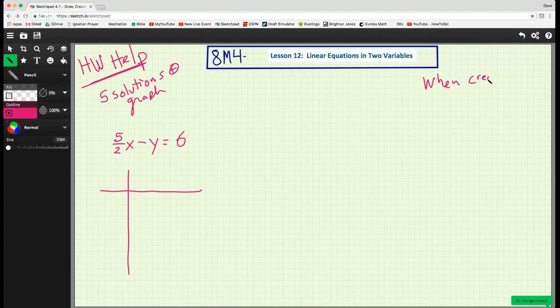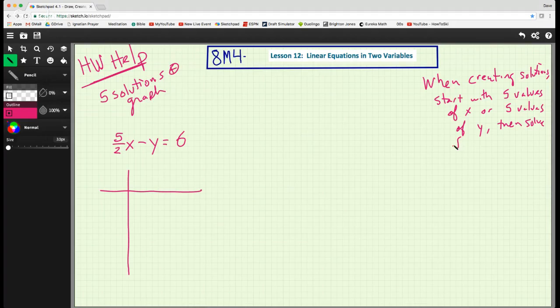When creating solutions, A: start with 5 values of x or 5 values of y, then solve for the other 5 values. Okay, that's A.